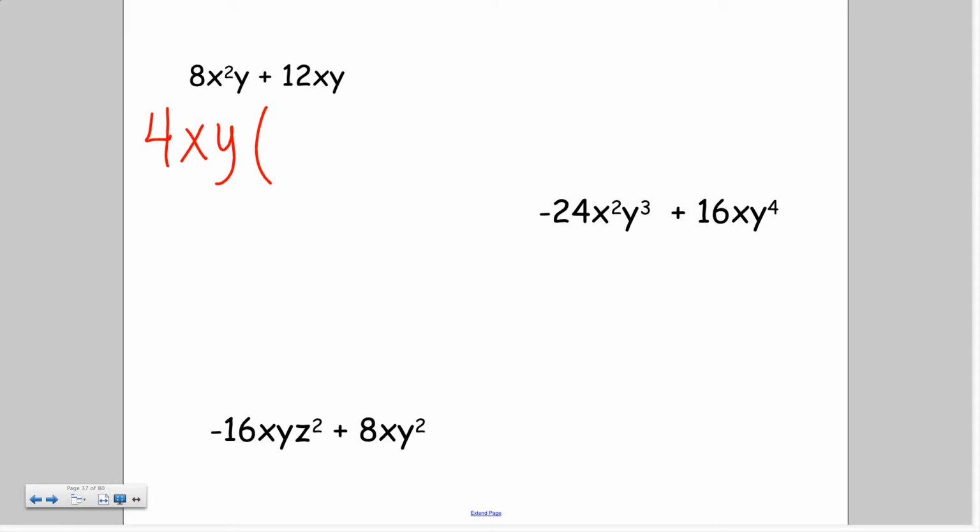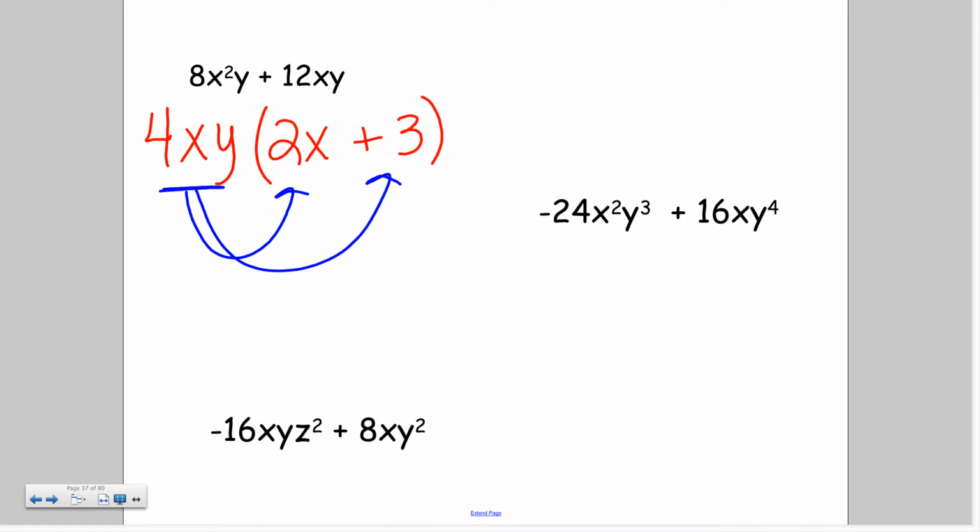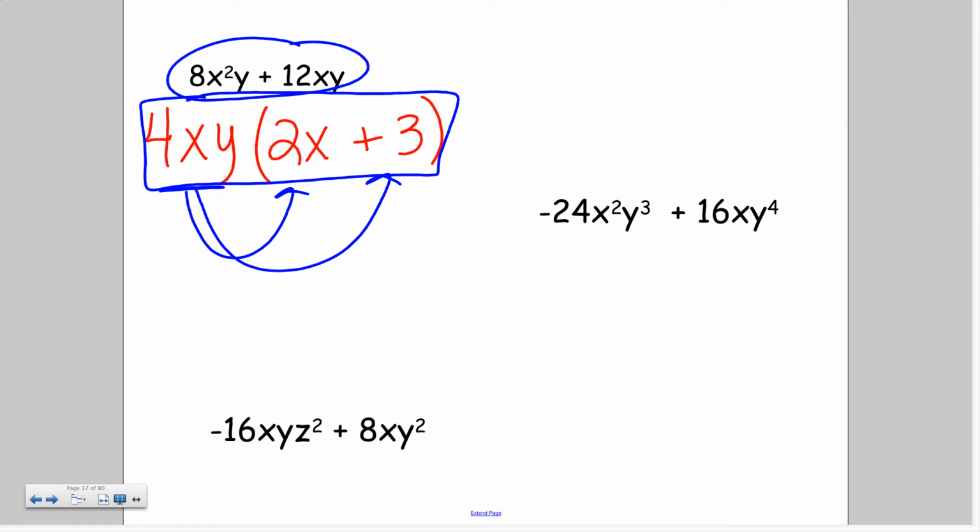Alright, 8 divided by 4 leaves 2. X squared and x leaves 1x, and my y's will cancel. 12 divided by 4 is 3. X's cancel, y's cancel. Basically what I want to be able to do is if I took this out here and multiplied it back out, it should give me that. So factoring is just undoing multiplication.